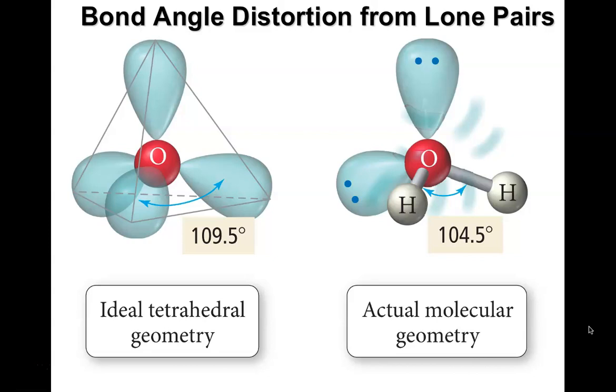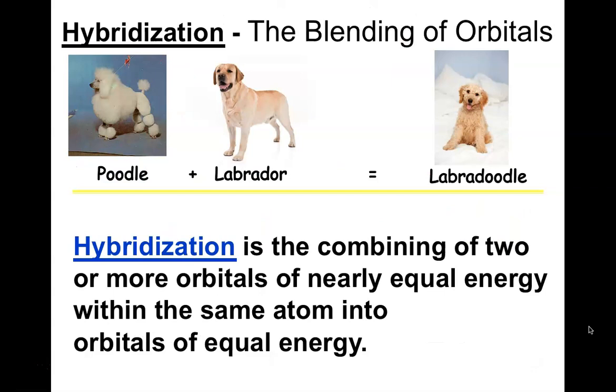Questions? Okay. All right, so hybridization. Ultimately, it's just the blending of orbitals. And hybridization occurs in order to help minimize the repulsion that occurs between lone pairs and bonded pairs of electrons.